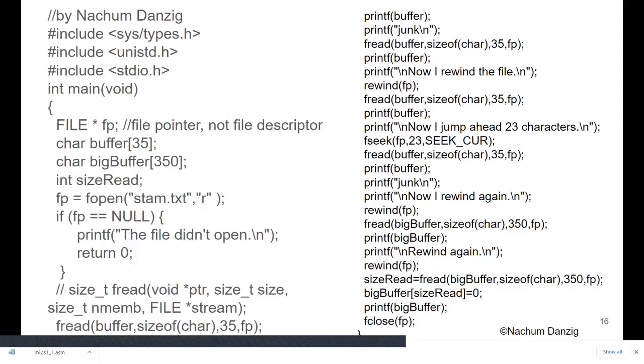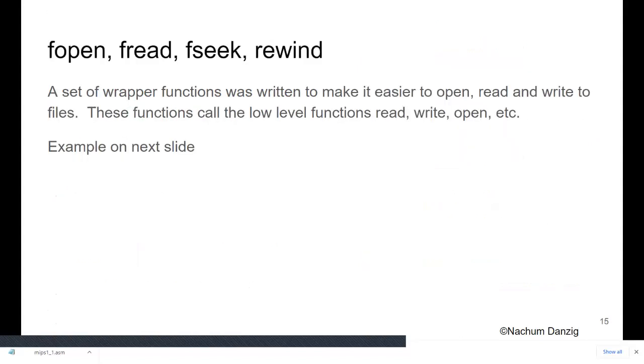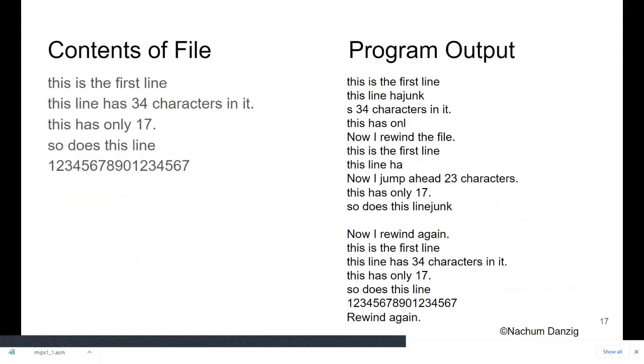I rewound the file. Rewinding means I go back to the beginning. And then I print again 35. So after I rewind the file, I should see the beginning of the file. Is that what I see? Now I write, this is the first line again. Now I jump ahead 23 characters. If I jump ahead 23 characters, I get to this. This has only 17. So I write, this has only 17.